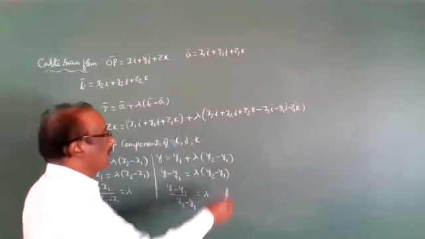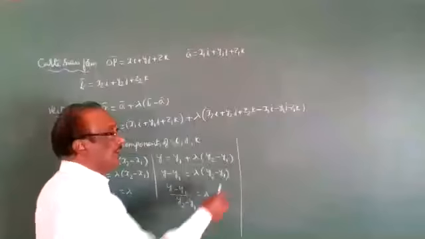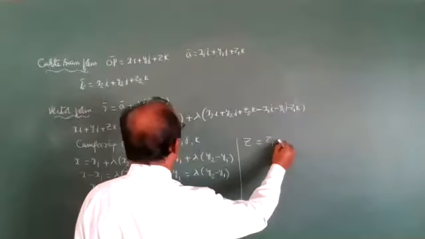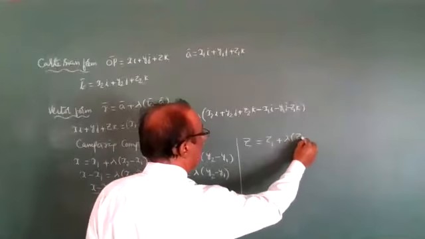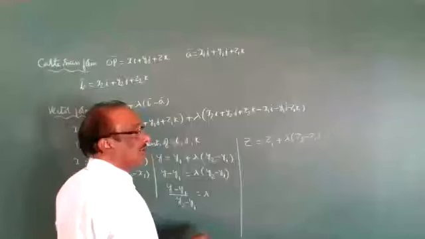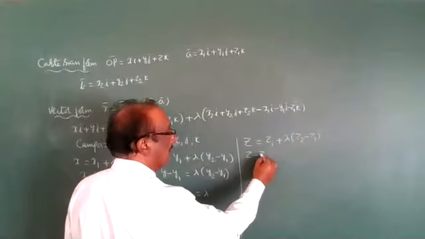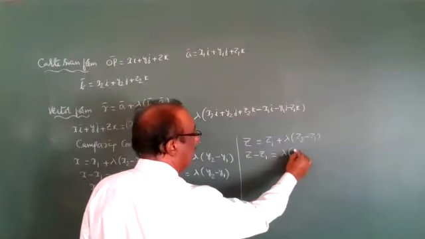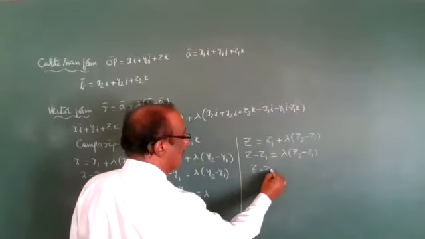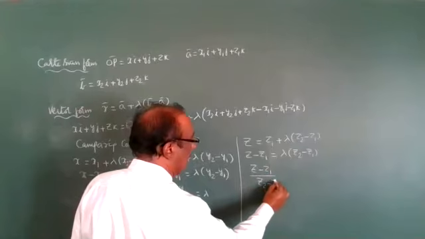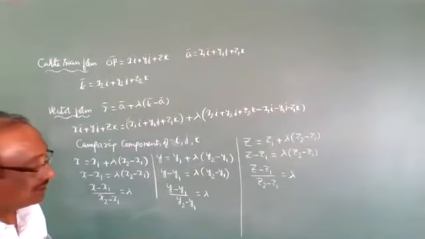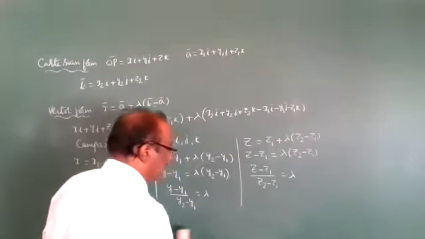Everyone compare the k components. z is equal to z1 plus lambda into (z2 minus z1). Here is the z2, here is the minus z1. So z minus z1 is equal to lambda into (z2 minus z1), which gives (z minus z1) by (z2 minus z1) is equal to lambda. Now write down the equation. Now everyone write down what is the conclusion.